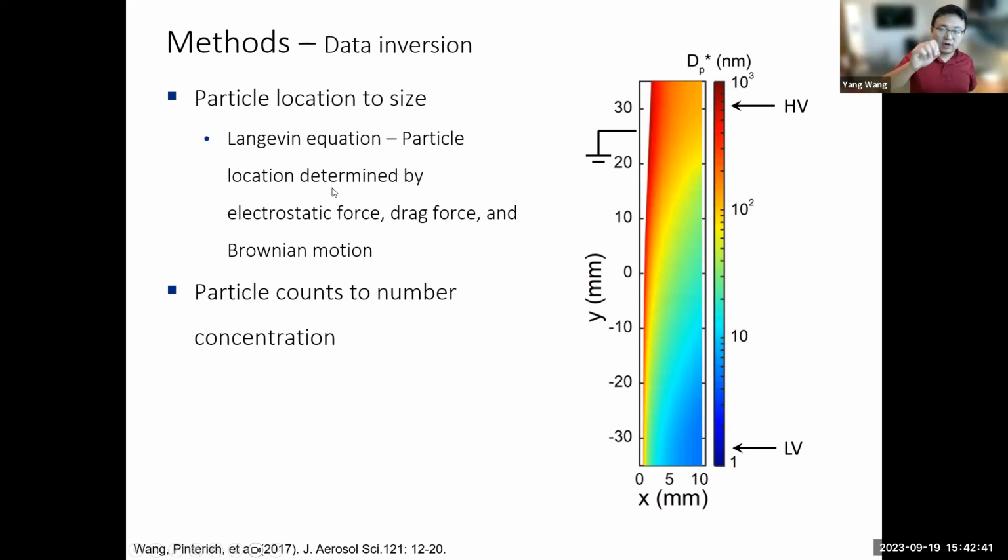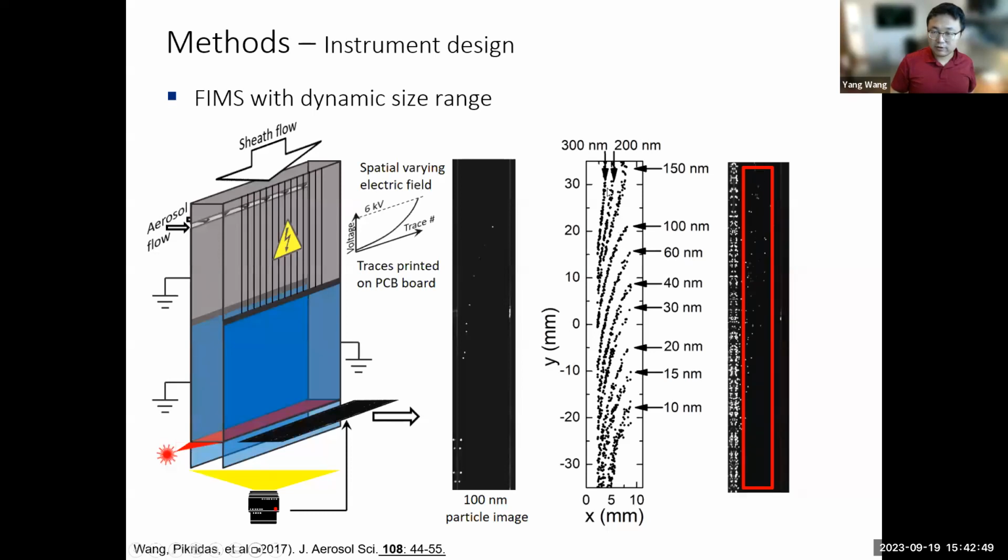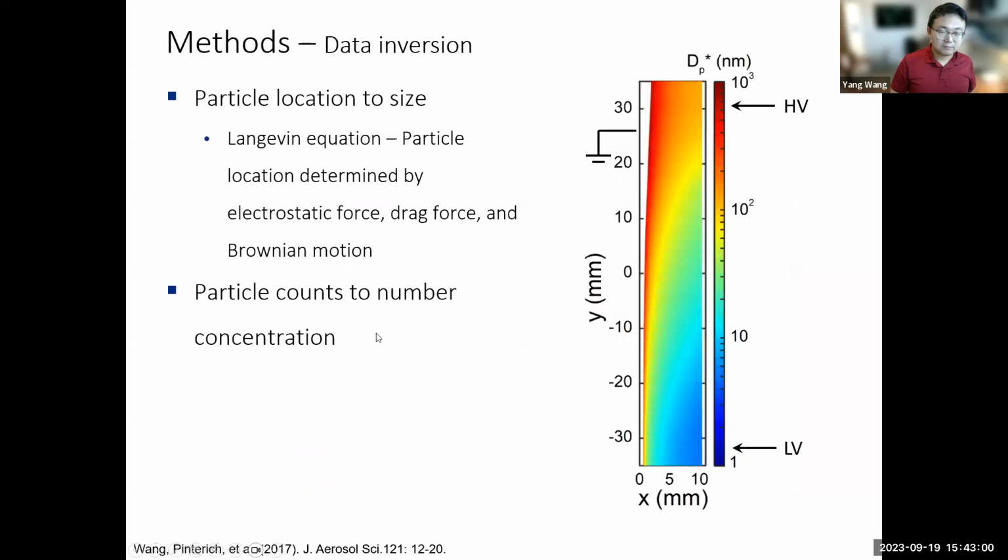In terms of converting particle location to size, you can use the Langevin equation basically to calculate where the particles are moving in their next time step, and then combine these equations to eventually predict where they're located. Or you could directly use this calibration result to relate particle location to particle size, right? But then it's more tricky to convert particle counts to number concentration.